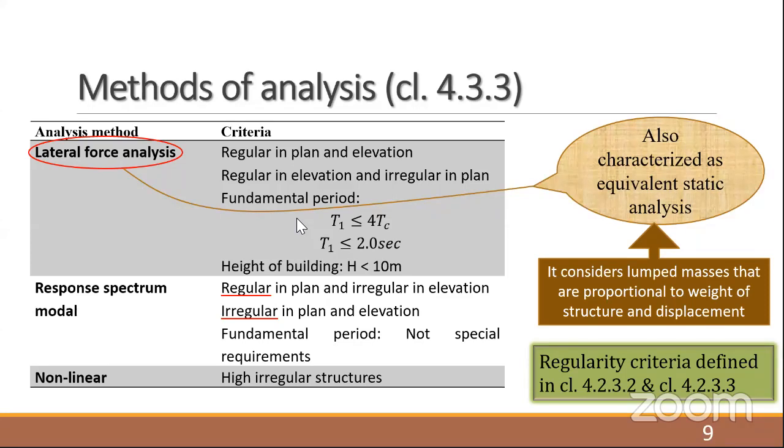The second kind of method of analysis is the response spectrum model, and it requires also the building to be regular in plan and irregular in elevation. However, it has not provided any limitations on the fundamental period.